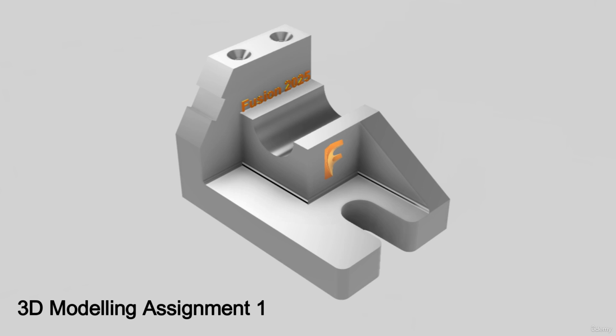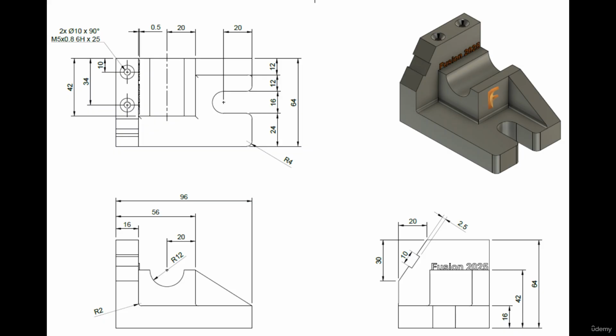This is your first 3D modeling assignment. It builds on the fundamental 3D modeling creation, modification, and construction tools covered in previous lectures. This part requires us to use various 3D modeling commands and will test your understanding of each one. The dimensions for this part are shown in the 3D technical drawing here. This is displayed in third angle projection and will help you to visualize and understand each feature's geometry.